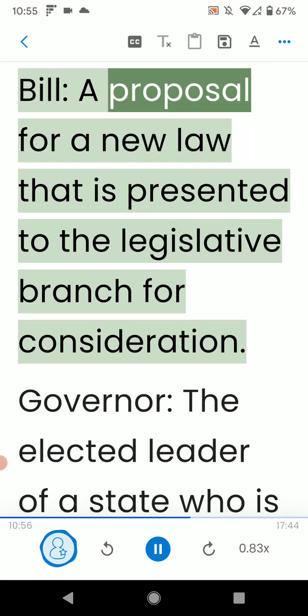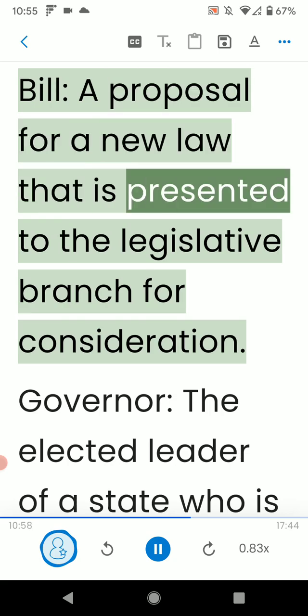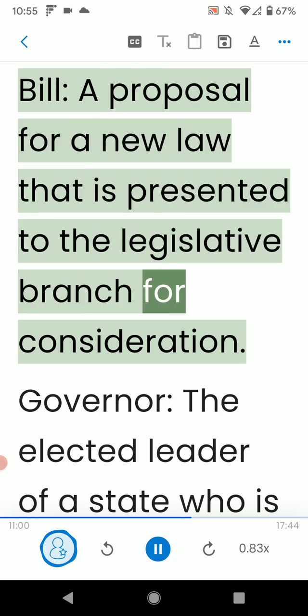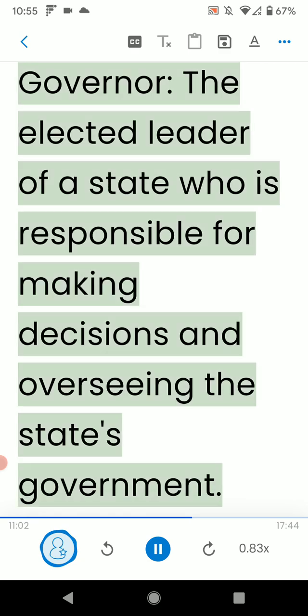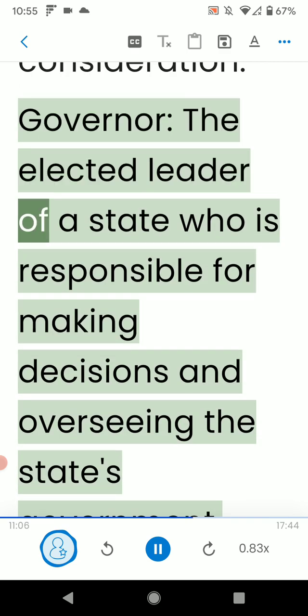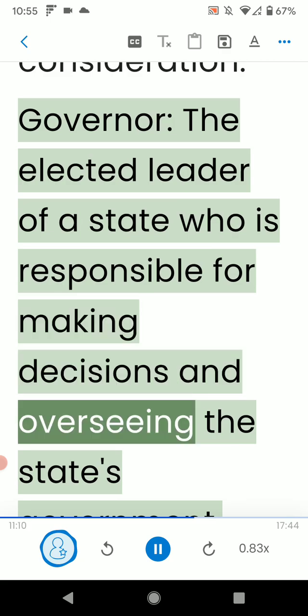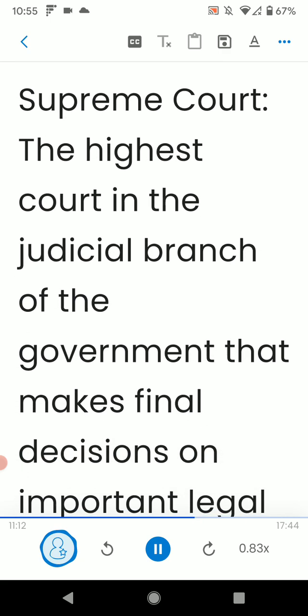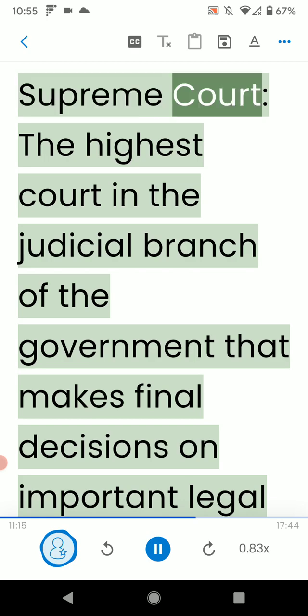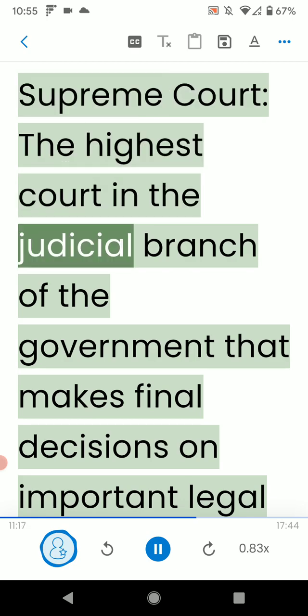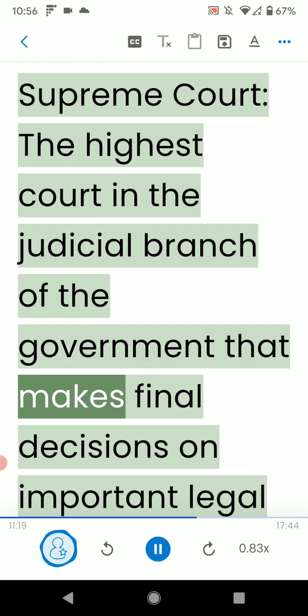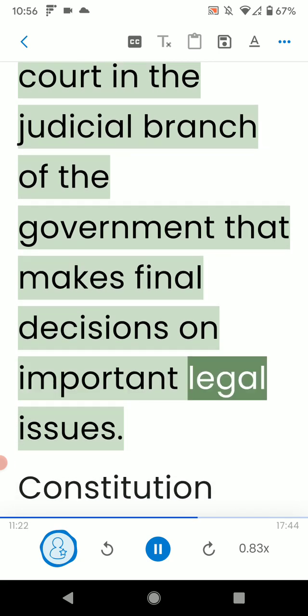Bill, a proposal for a new law that is presented to the legislative branch for consideration. Governor, the elected leader of a state who is responsible for making decisions and overseeing the state's government. Supreme Court, the highest court in the judicial branch of the government that makes final decisions on important legal issues.